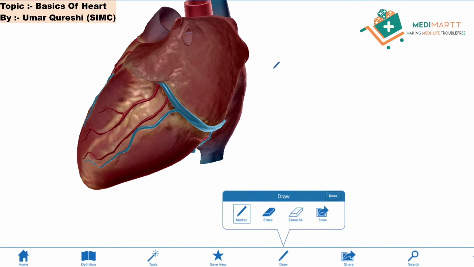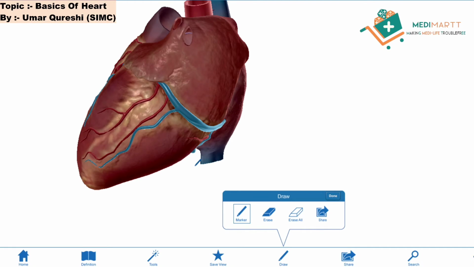Then the cardiac impression of the left lung. The lung is like that, I will show you again. This is the left lung, and the heart is present here, it sticks to it. That's why this impression of the lung is called the cardiac impression. So the cardiac impression of the left lung. These are basically the relations of the left surface.